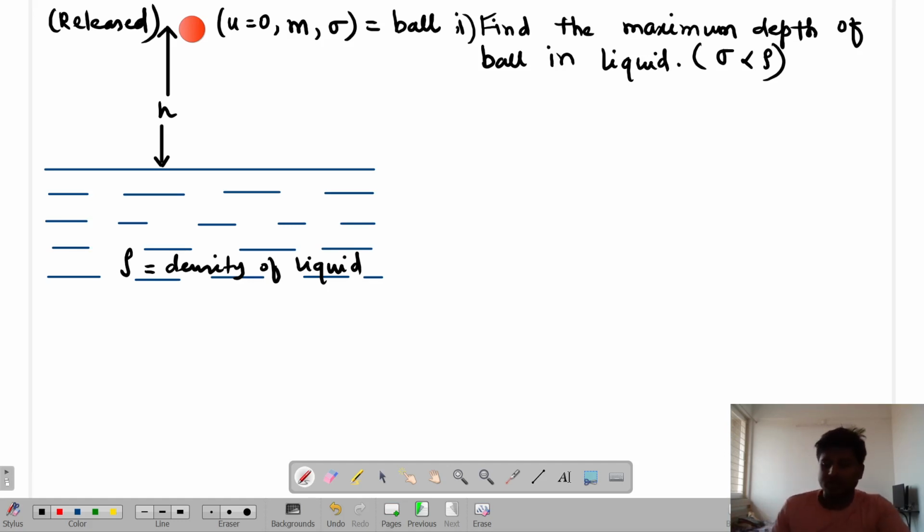Okay, let us do this. So the question is to find the maximum depth of the ball in the liquid, isn't it? Let us try to see as this ball is going.